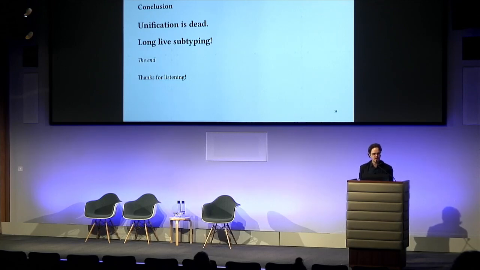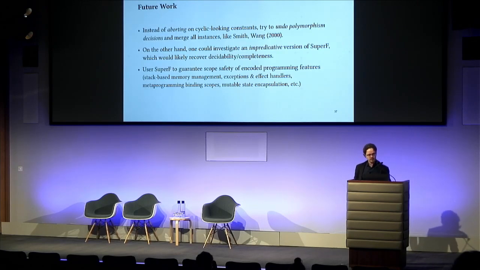There are also other things we could do. For example, instead of aborting constraint solving, we could undo polymorphism decisions that were made earlier, and that would allow us to type check the big omega combinator. So that's yet another approach you could take to make things better. Or you could move to an impredicative version of SuperF, which would probably give you completeness. All right, thank you.